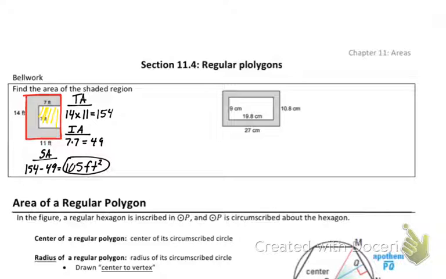So our total area for this one, our TA, and I might need a little help on this one because it's decimals, is going to be 27 times 10.8, and what does that equal? 291.6. And then I need my inside area, which is going to be 9 times 19.8. Whoa, did I make a mistake? Oh, 19.8. Okay, and what does that come out to?